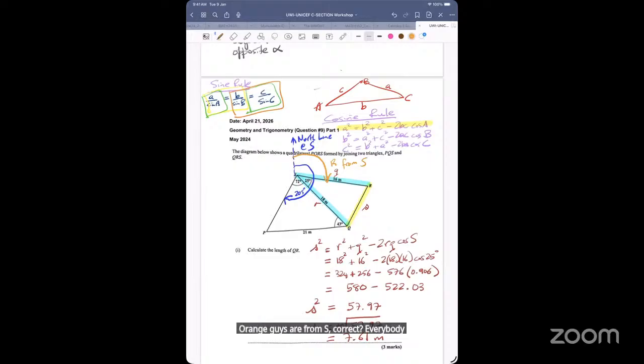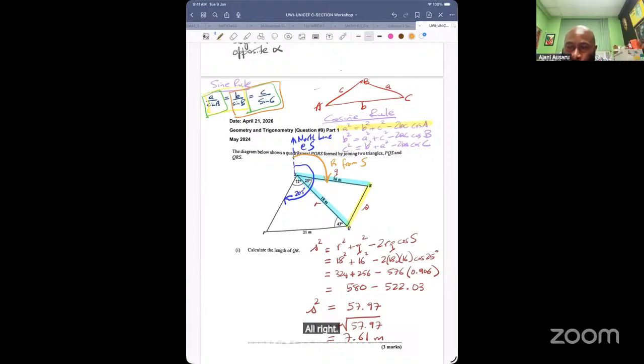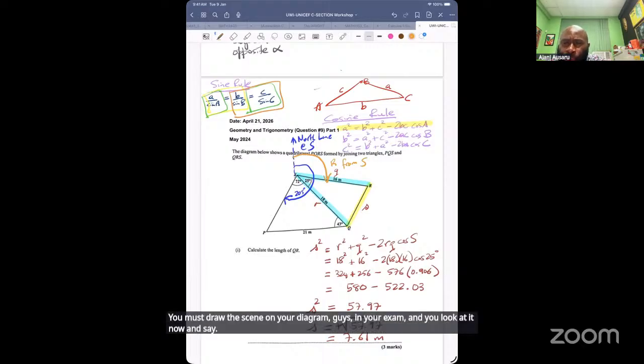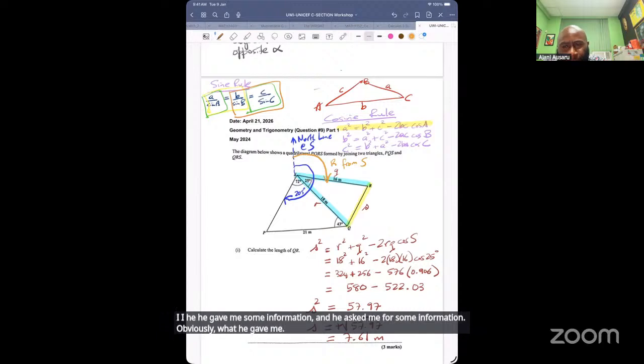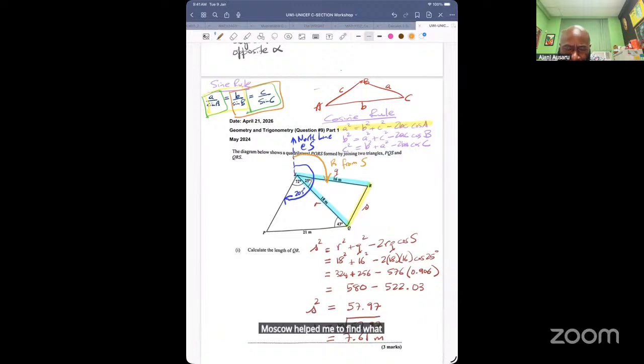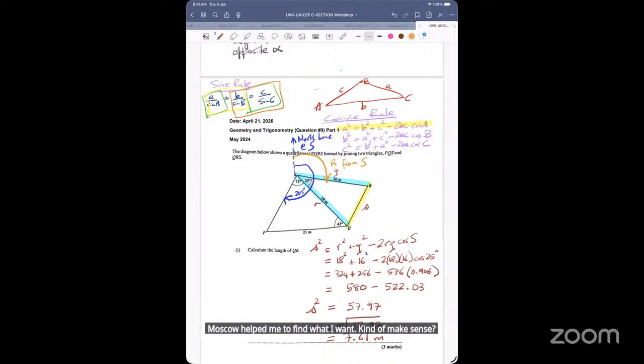Everybody following? Think about it, it is 1 mark. And you must draw the scene on your diagram, guys, in your exam. You look at it now and say, he gave me some information and he asked me for some information. Obviously, what he gave me can help me to find what I want. Does that make sense?